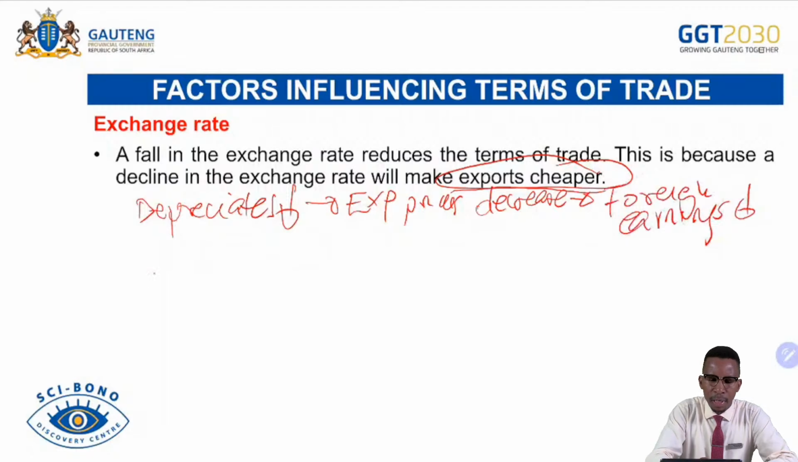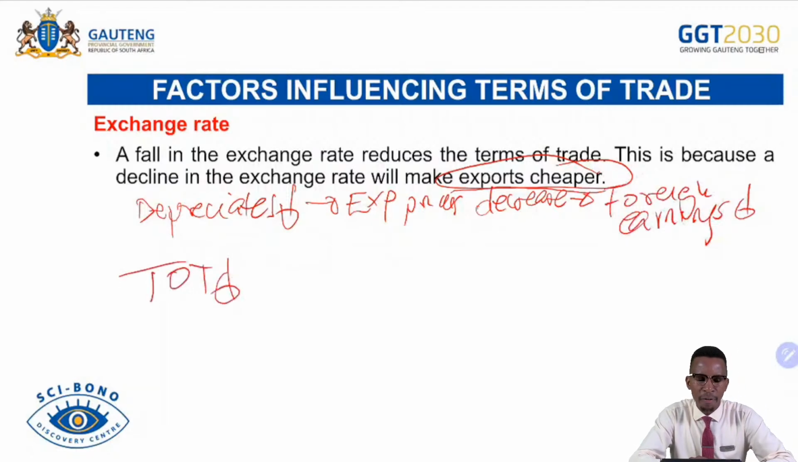And then that will mean our terms of trade are also decreasing, caused by the fact that our exchange rate has depreciated. But if ever the exchange rate appreciates, that will mean our currency becomes relatively strong. If it becomes strong, there will be more earnings on exported goods and services because exports will become relatively expensive.